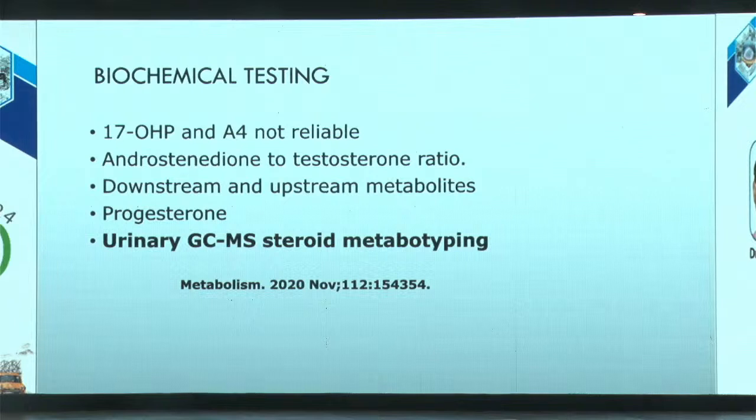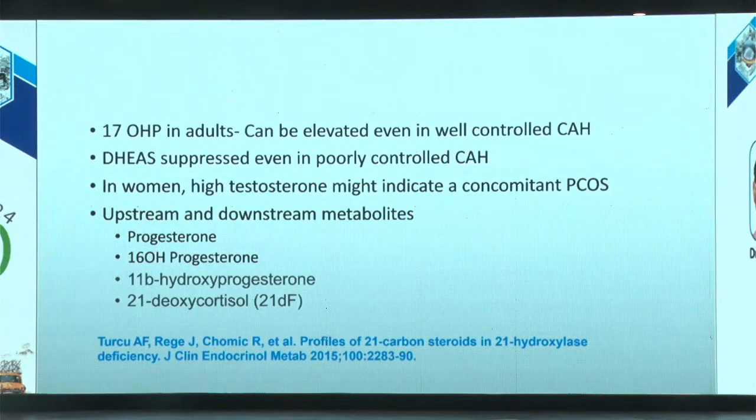Many a time our patients are either over-treated or under-treated, which I'm going to talk about in the metabolotypes. And that is the reason why people have come up with what is known as an androstenedione to testosterone ratio, which looks at the downstream and the upstream metabolites, and also looks at progesterone. 17 OHP can be elevated even in well-controlled CAH, and a lot of times we try for a 17 OHP of around 2 or 3, which can actually be an oversuppression. Even in poorly controlled people, DHEAS can be suppressed.